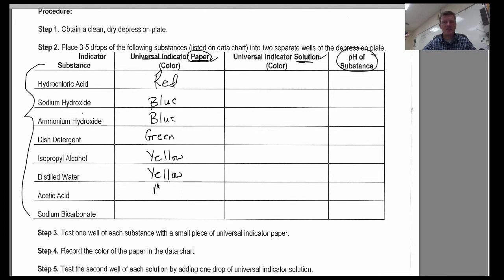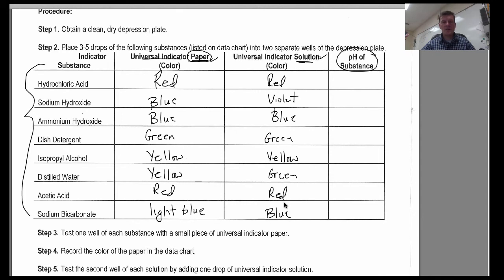The acetic acid was red, and this was a light blue or green, okay? Over here, the universal indicator solution, we had red, we had kind of a violet or dark blue here. This was also a blue, this was green, this was yellow, this was a green. Here we had red, and then we had a blue.